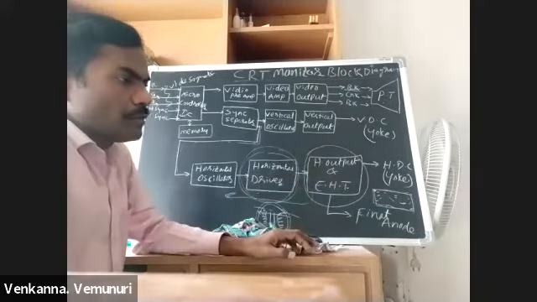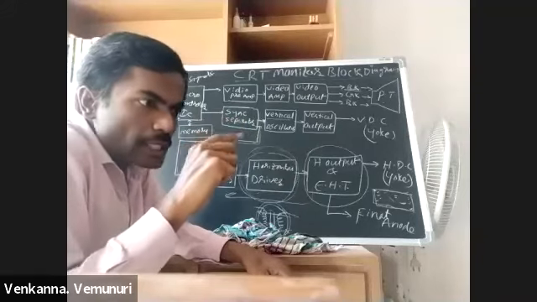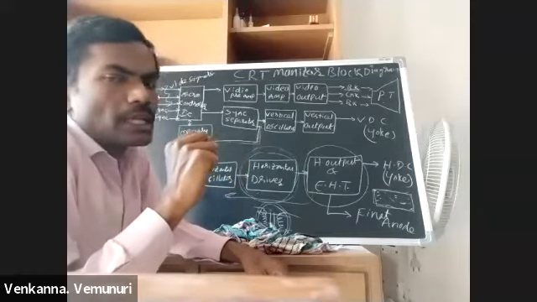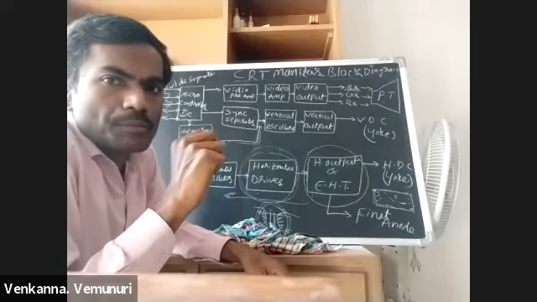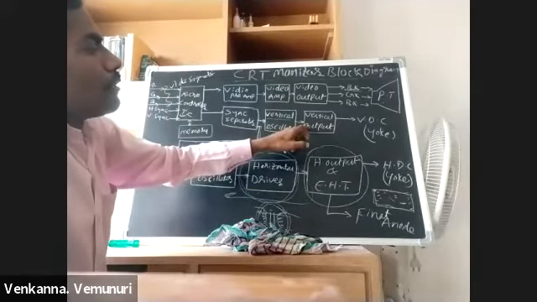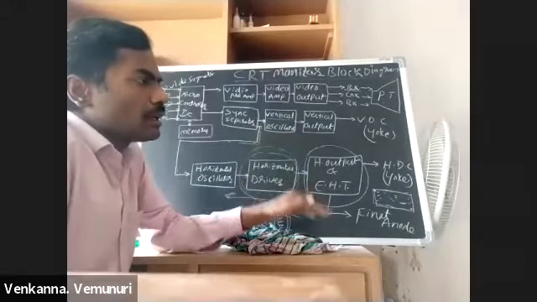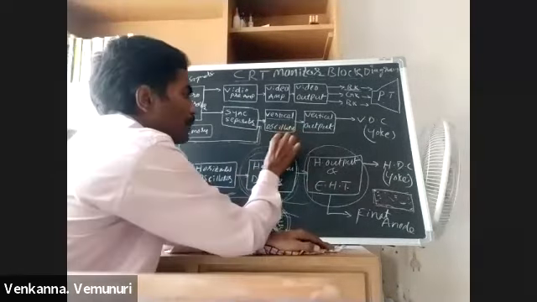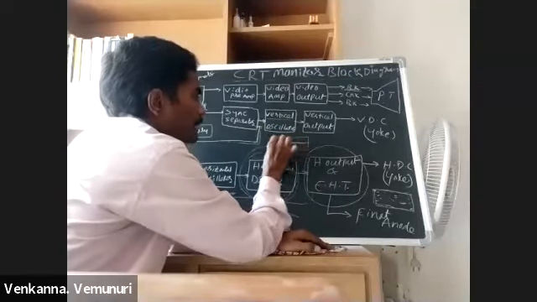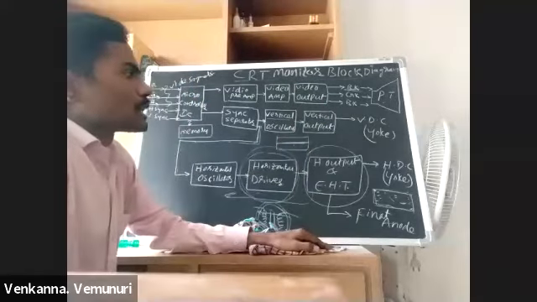Sometimes on a CRT monitor, only a horizontal line is visible in the middle of the picture tube. At that time, the problem is in the vertical output section. For example, this is a screen, and in this screen we are seeing only a horizontal line. That means problem in the vertical output section.